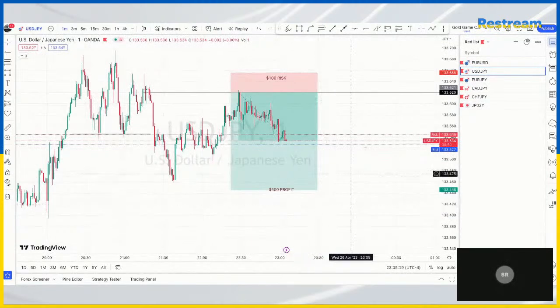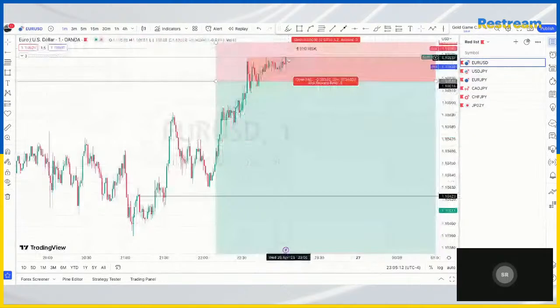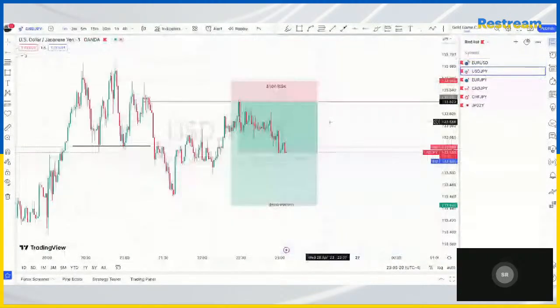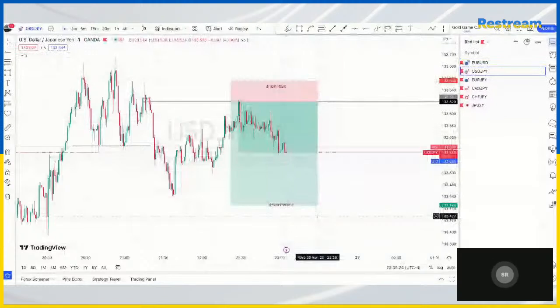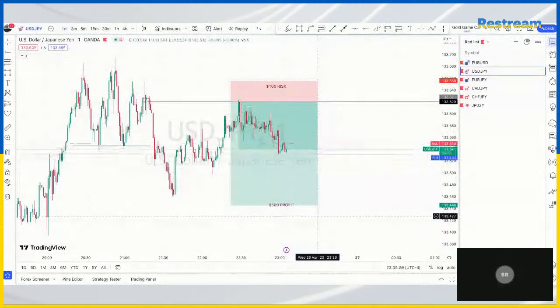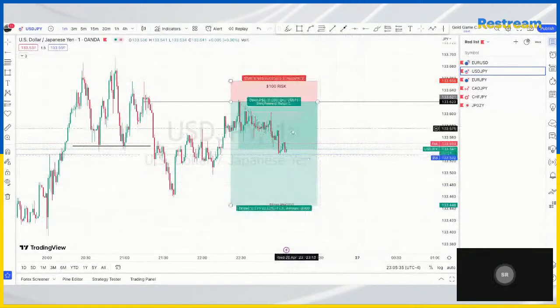And then I can cancel the Euro USD trade, right? Or if I just hit my stop loss, that's fine. You can hit my stop loss. I'd lose $100. USD JPY hits my profit. I make $500. 500 minus 100 is $400 win. So that's good enough. That's a $400 win in one single day, right? That's only if you risk $100.